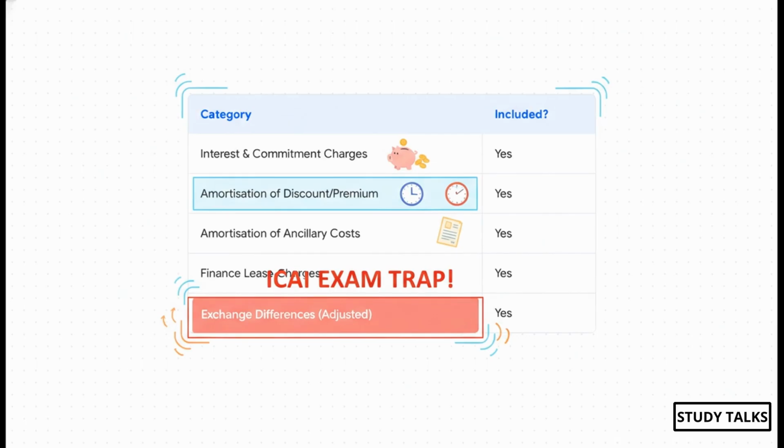But hang on, look at that last one, exchange differences. Circle this, highlight it, put a star next to it. This is a classic ICAI playground. We're not talking about all exchange differences, but a very specific part of them can be treated as a borrowing cost. We'll come back to this, but just know this is an area where marks are often lost.